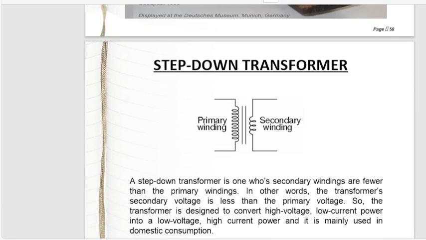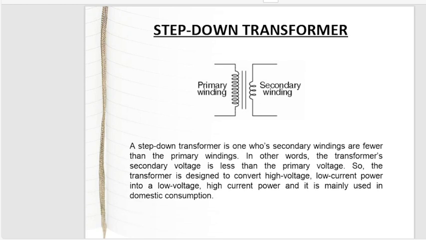Here we have different types of transformers, that is the step down transformer and the step up transformer. First we will discuss the step down transformer. A step down transformer is one whose secondary windings are fewer than the primary windings. In other words, the transformer's secondary voltage is less than the primary voltage, because as you know the voltage depends upon the number of windings, that is why it is known as a step down transformer.